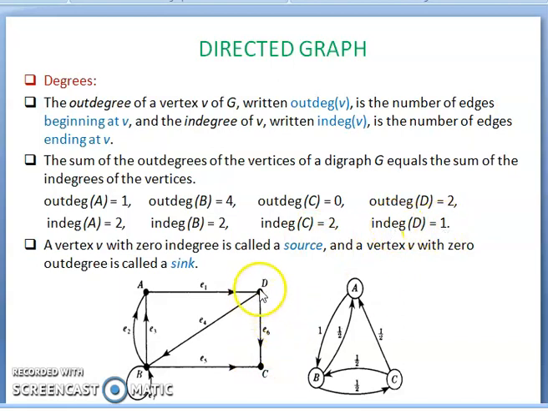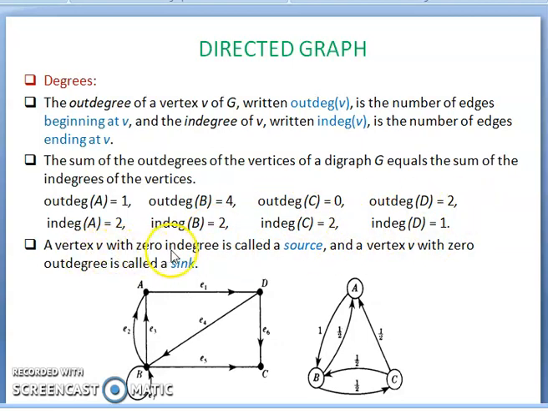In degree of D is from A. That is E1, whose end point is D. So the in degree of D is 1. Sum of out degrees is 1 plus 4, 5, plus 0, plus 2, 7. Now sum of in degrees: 2 plus 2, 4; 4 plus 2, 6; 6 plus 1, 7. So both are the same.